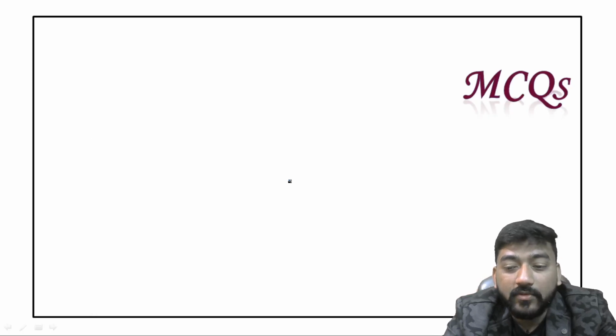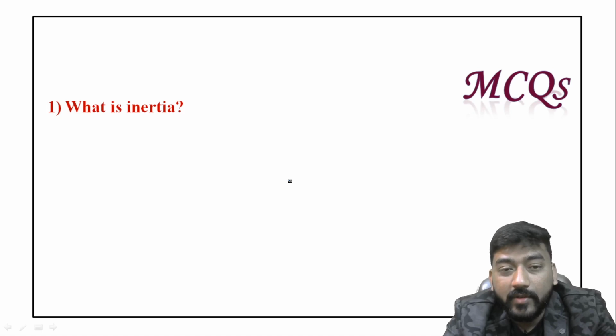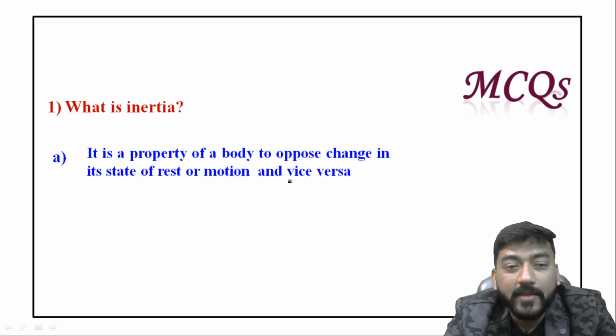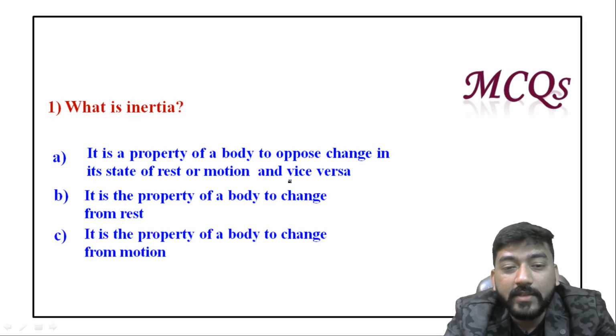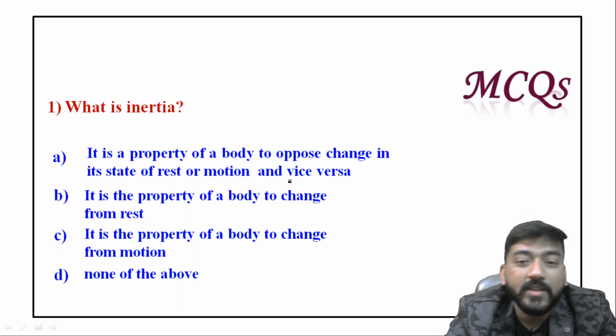Now let me do one or two MCQs so that you can understand what we have studied. What is inertia? Option A: it is a property of a body to oppose change in its state of rest or motion, and vice versa. Option B: it is a property of a body to change from rest. Option C: it is a property of a body to change from motion. Option D: none of the above. Obviously option A is correct.